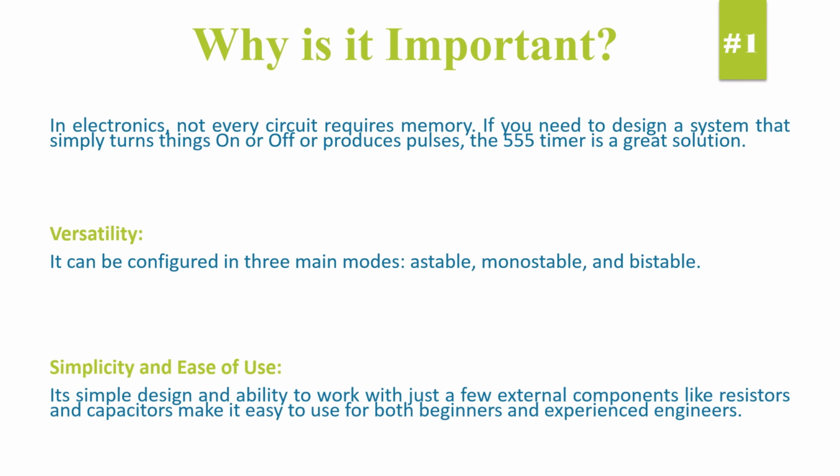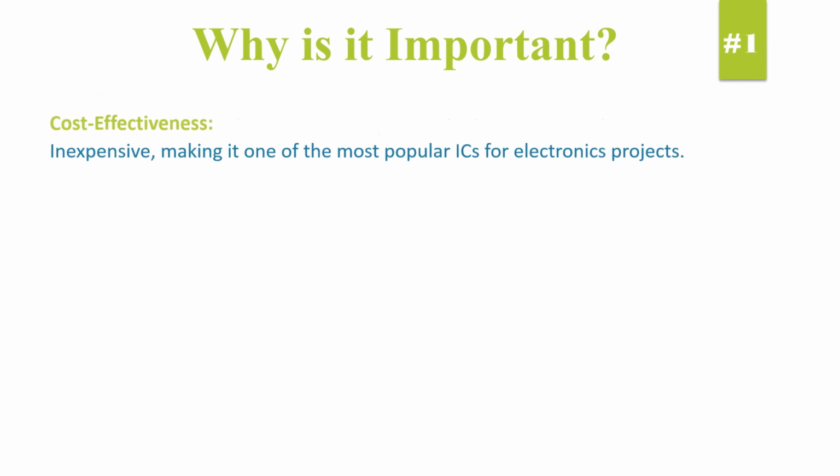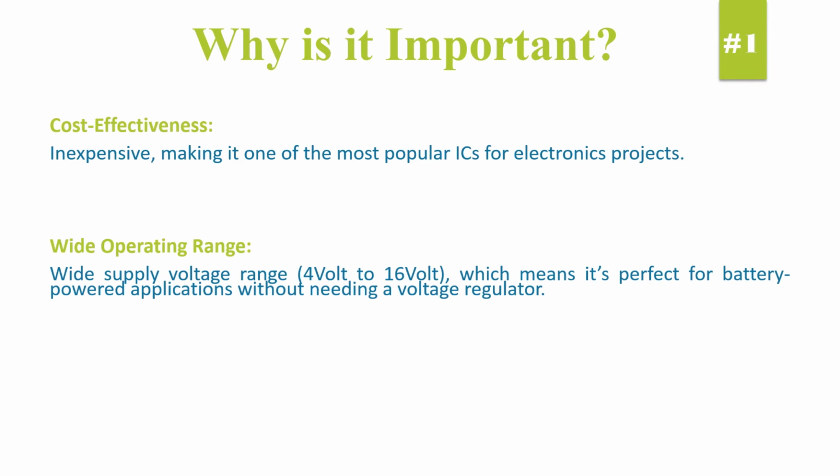Its simple design and ability to work with just a few external components like resistors and capacitors make it easy to use for both beginners and experienced engineers. The 555 is also very inexpensive, making it one of the most popular ICs for electronics projects. It can operate across a wide supply voltage range, 4 volt to 16 volt, which means it's perfect for battery-powered applications without needing a voltage regulator.